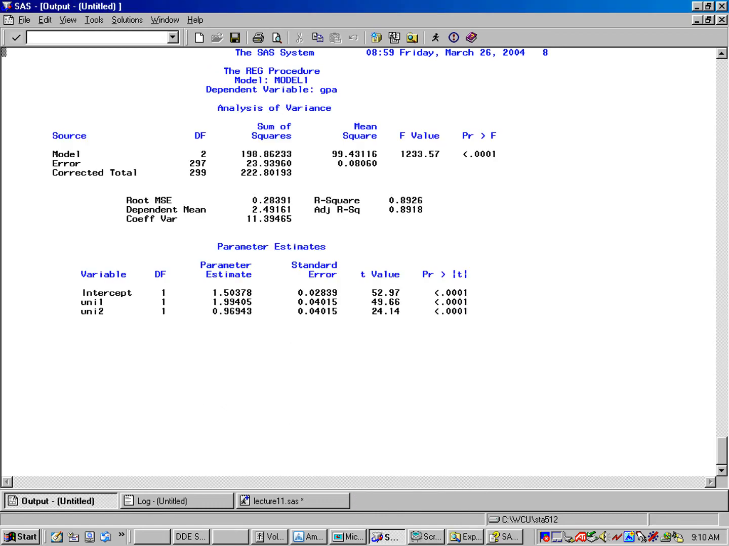Here is our proc-reg output. There's our model equation. Why don't you take a second and go ahead and write down the model equation? You can, of course, pause the video and write it down. Write down that macro equation, the equation that has all of the dummy variables in it.